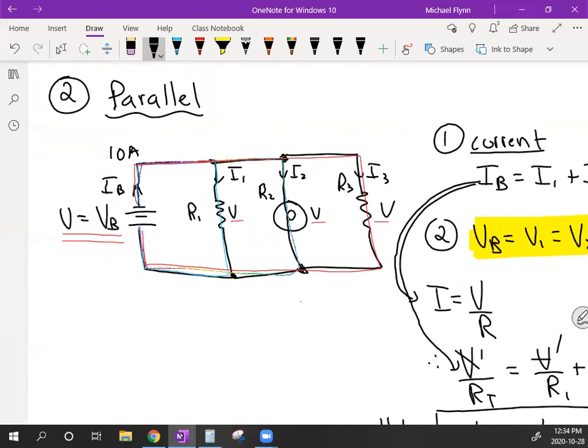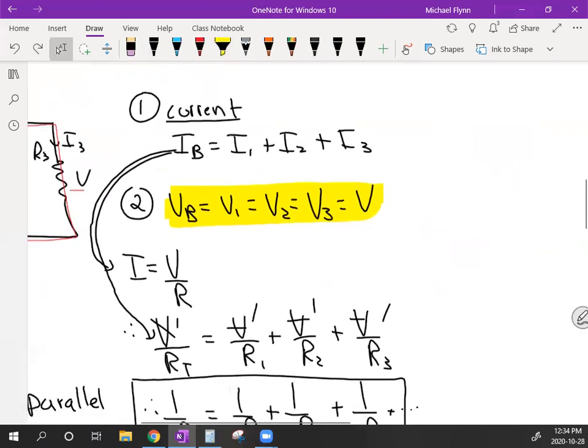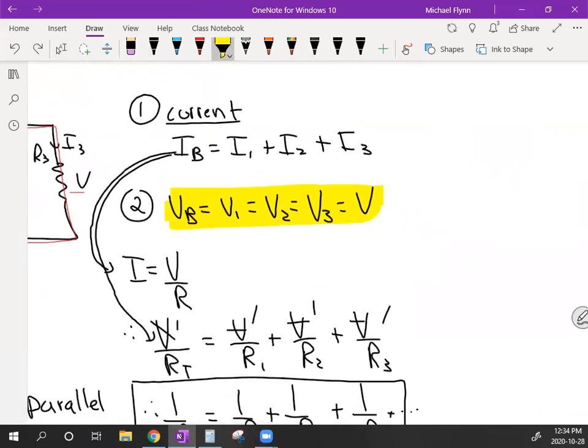Well, I could get 1 amp here, 3 amps there, and 6 amps there for a total of 10. They do not have to be the same, but they do have to add up to give me 10 amps. Let me highlight this for you with a rainbow. The currents have to add up to give me whatever the current in the battery is.